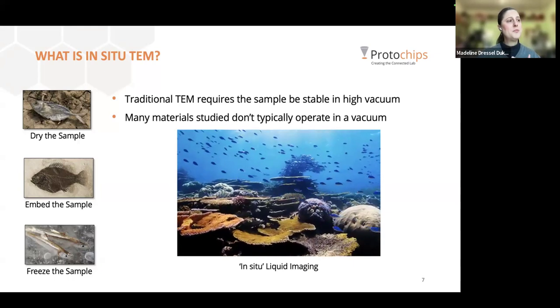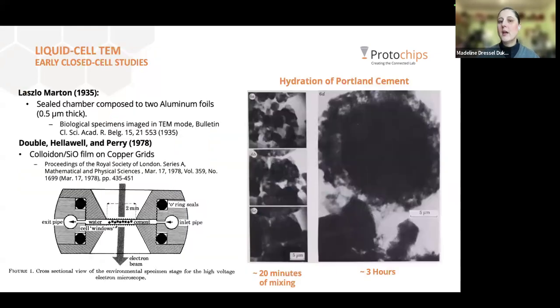This is not necessarily something new that people have been looking at. The idea of encapsulating a sample to keep the liquid confined between two transparent membranes really initiated almost with the development of the TEM itself. As early as 1935, Laszlo Martin was trying to look at biological bacterial specimens. In this case, they were sandwiched between two very thick, half micron thick aluminum foils.